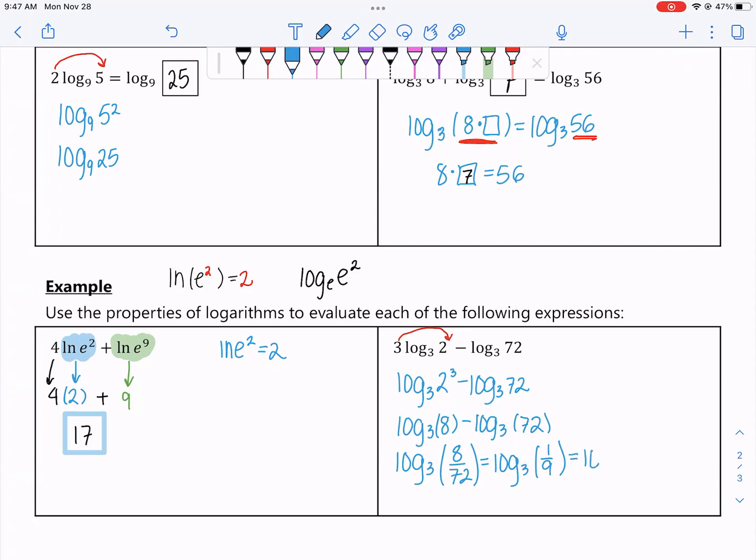And 1 over 9, log base 3, is 3 to the negative 2, right? 1 over 9 is 3 to the negative 2. Now we have something that follows the rule we have. The rule is log base b of b raised to the whatever is the whatever, right? Now we have log base 3 of 3. These things can cancel. Now we're left with negative 2. And that's our answer.